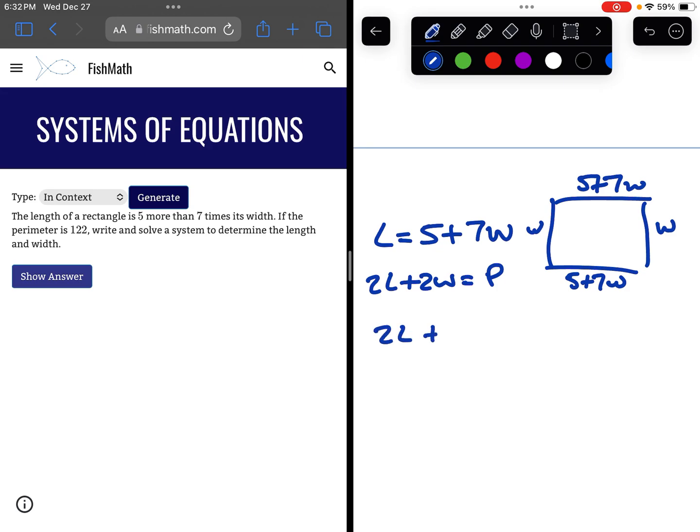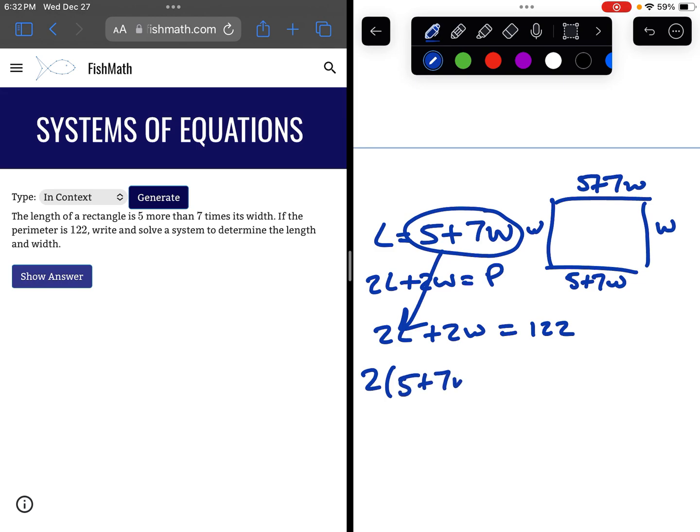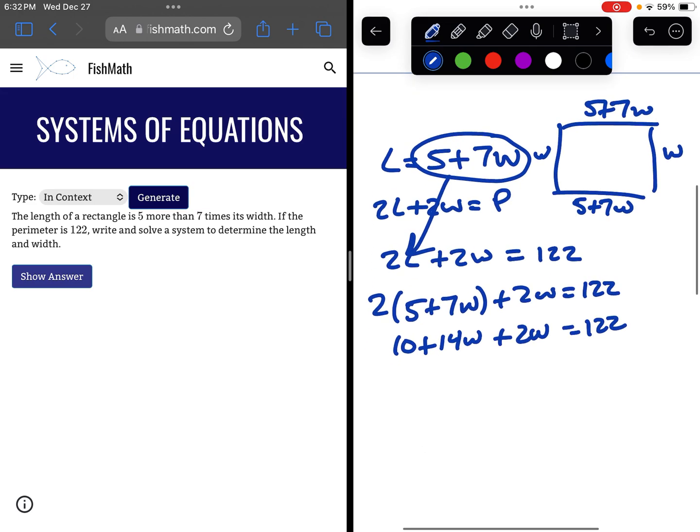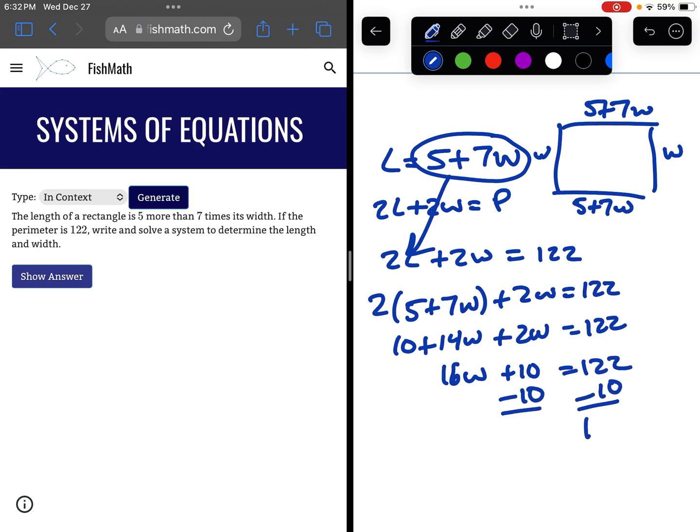So you can do it either way. I'm going to just show the substitution here, just because we are talking about systems of equations. The perimeter is 122, so I put that in. And this is L, so I'm going to put that in for L. So 2 times 5 plus 7w, plus 2w equals 122. And this will be 10 plus 14w plus 2w equals 122. Putting my w's together would be 16w plus 10 equals 122. And then from there we just have a two-step. So that's 112 equals 16w.